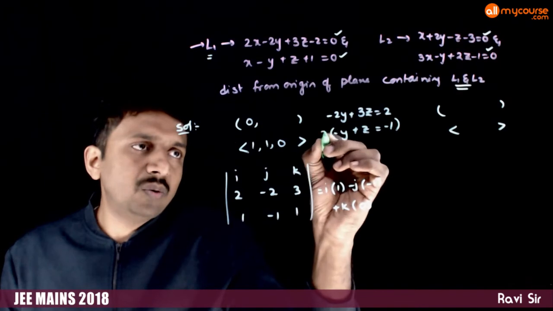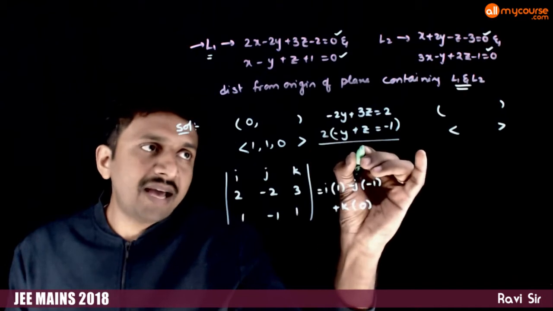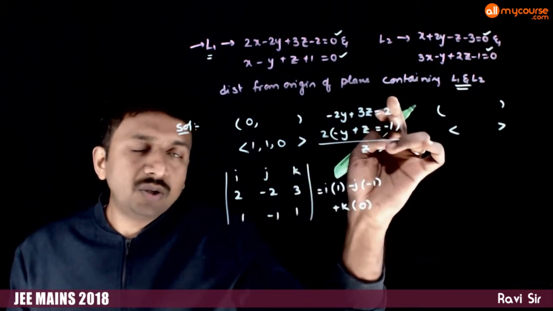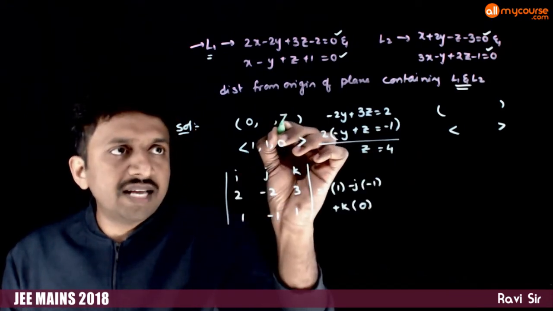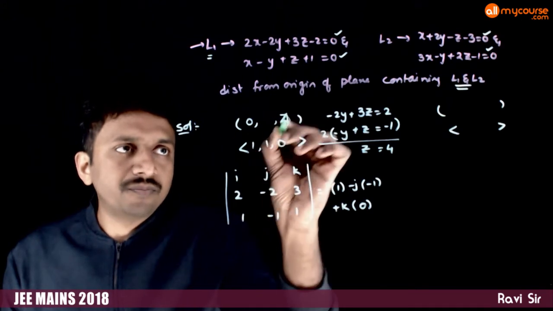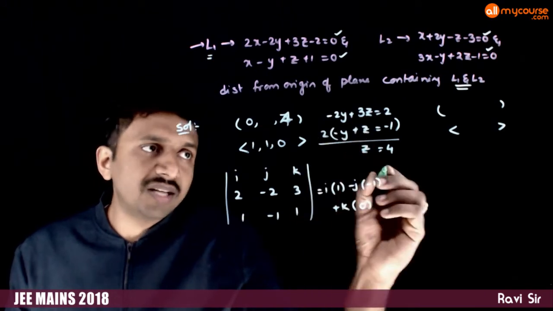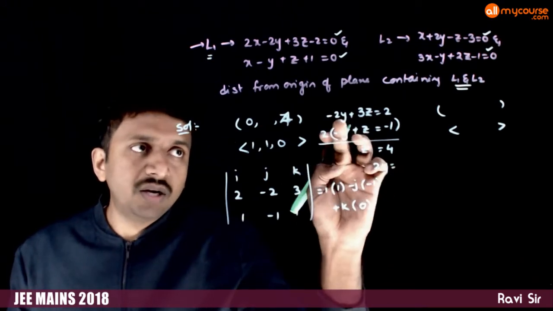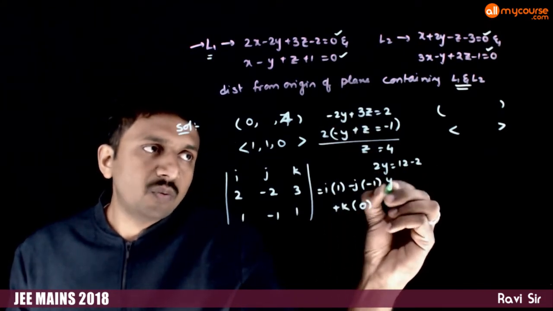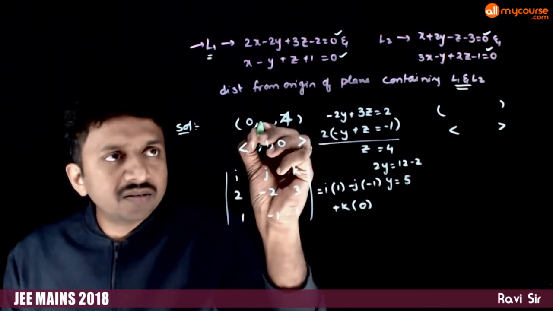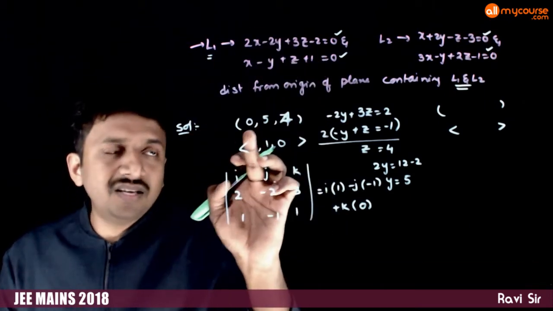If you solve these two, you multiply this with 2 and subtract from the other. So 3z minus 2z is z is equal to 2, minus of minus 2 is plus 2, 4. So z is equal to 4. And if z is equal to 4, what is y? 2y is equal to 3z minus 2. 3z is 12, minus 2. So y is equal to 5. So a sample point which lies on both these planes is 0, 5 and 4.